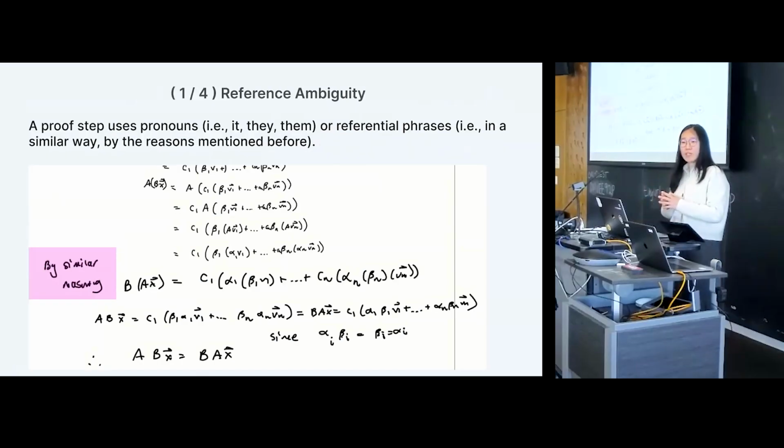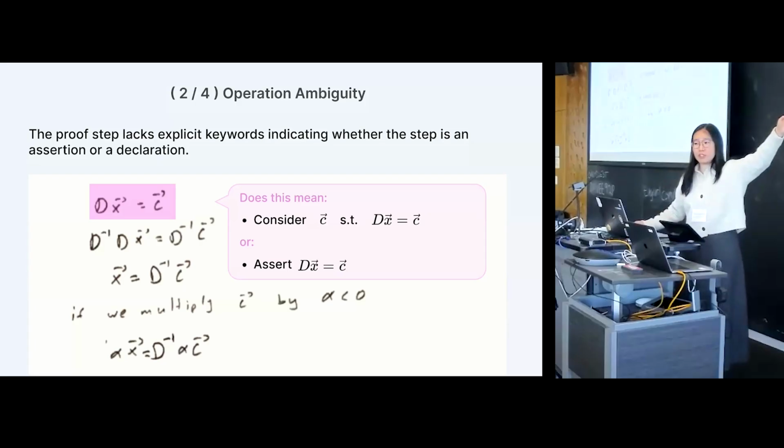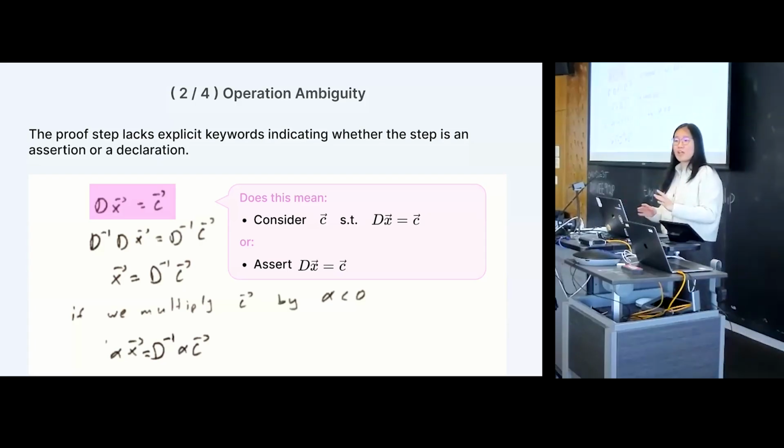The first type is reference ambiguity, which occurs when a proof step uses a pronoun or referential term. And then the second type, we call operation ambiguity. It occurs when a proof step lacks a clear keyword indicating whether it is an assumption, a declaration, or an assertion. So in this example, by writing the first line, the student is trying to make a declaration, which is to consider C such that dx equals C. However, it is not clear without any context.